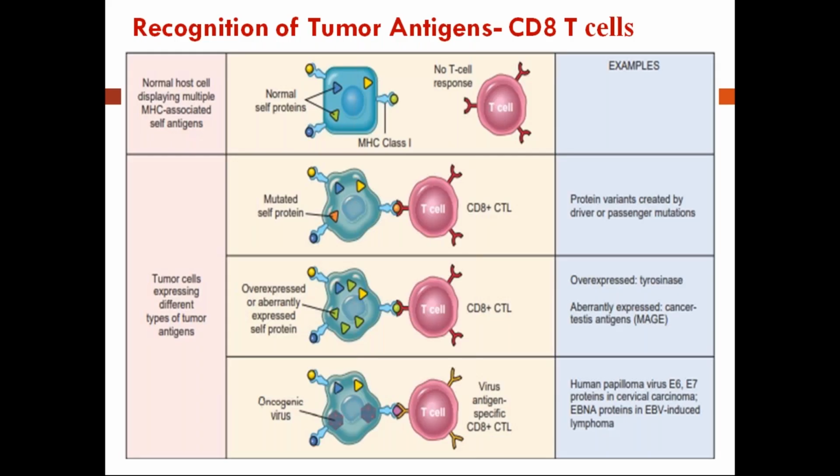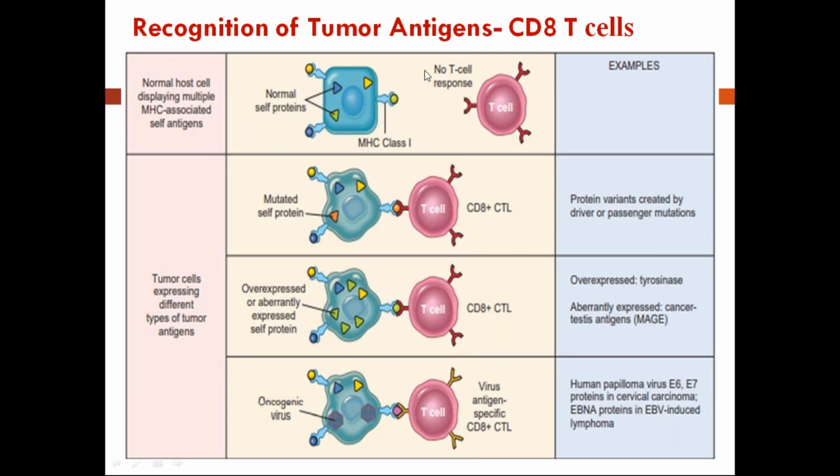Next, how these tumor antigens are recognized by the immune cells, and how the immune cells destroy these tumor antigens. So that is the next part of our discussion. Normally, a normal cell leads to the production of proteins. So all these proteins are considered as self proteins.